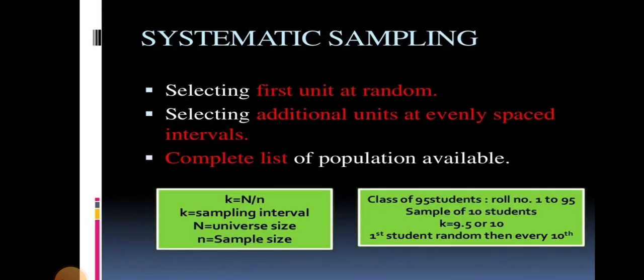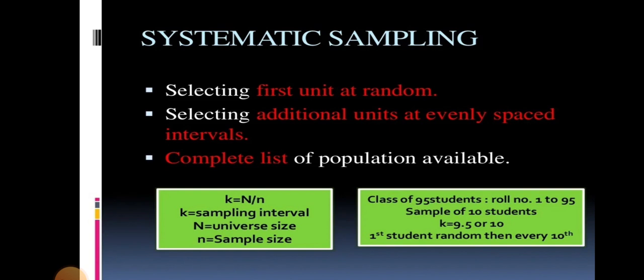In systematic sampling, first we select the first unit at random, and then select additional units at evenly spaced intervals, and a complete list of the population is also available. So the formula is K is equal to capital N divided by small n, where K stands for sampling interval, capital N stands for universe size, and small n stands for sample size.